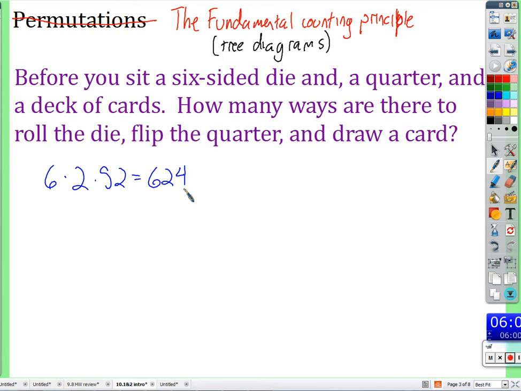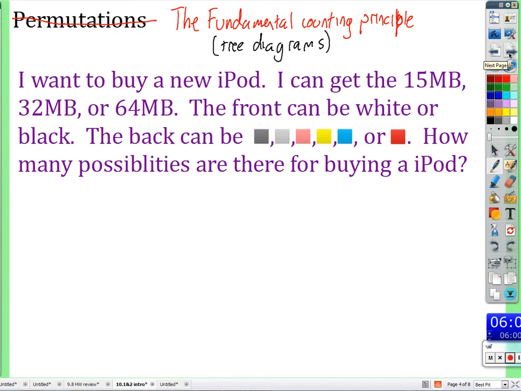So, the fundamental counting principle. Now we can do 1 more. Just 1 more. Somebody pointed out there are a lot of mistakes on here. These megabytes would be very small. Gigabytes.